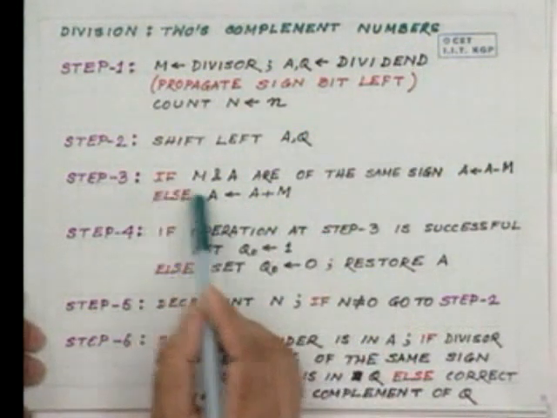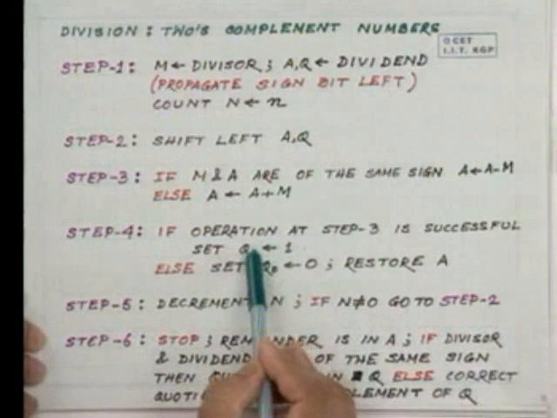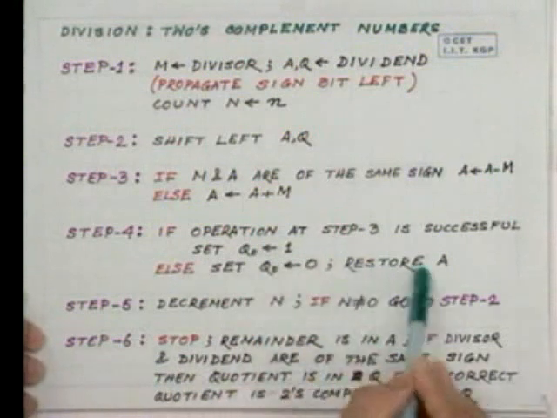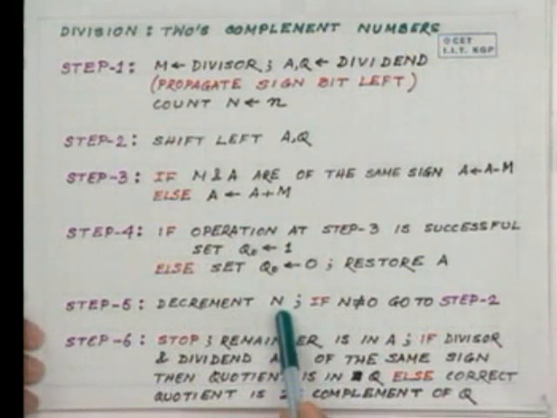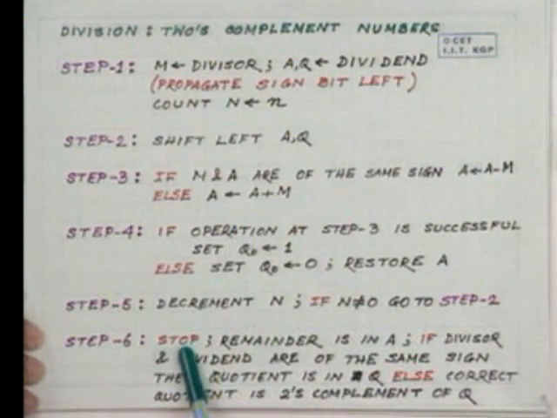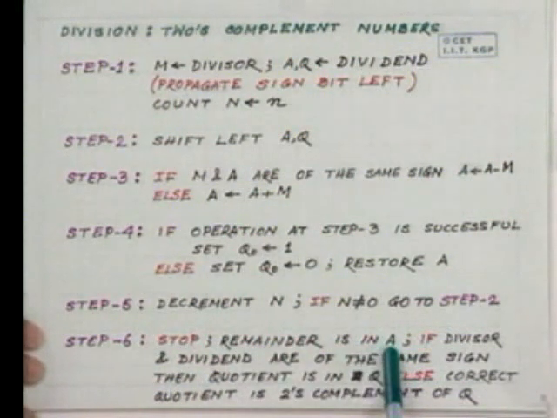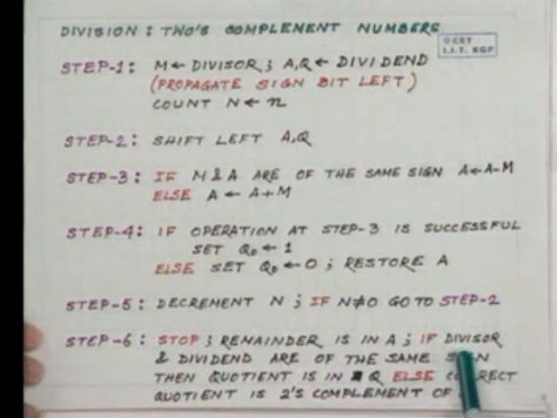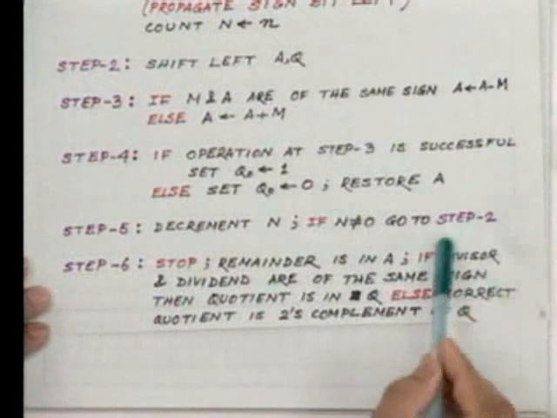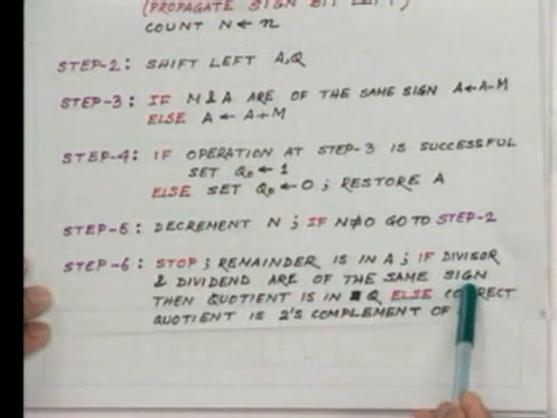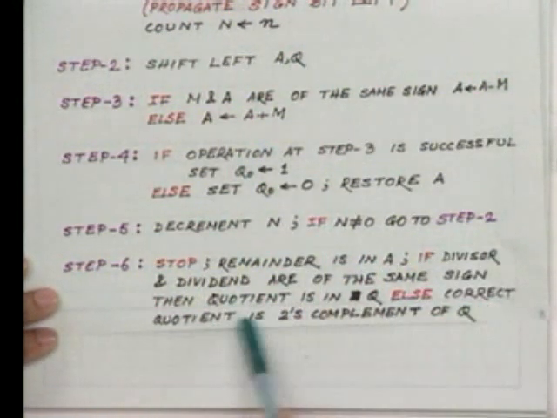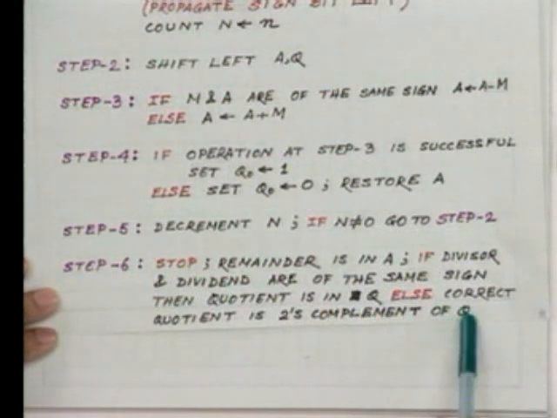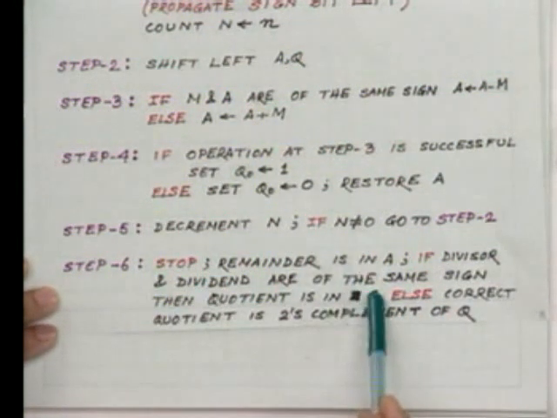And if the operation at step 3 is successful, we put 1 to Q0, else we put 0 to Q0 and restore A. This continues till we find that n equals 0, then we stop. We find the remainder will be in A and the quotient will be in Q. But the quotient will be this: if the divisor and the dividend are of the same sign, then the quotient will be as it is in Q. Else, to get the correct quotient, we'll have to take the 2's complement of Q. For this part, we'll see once more.